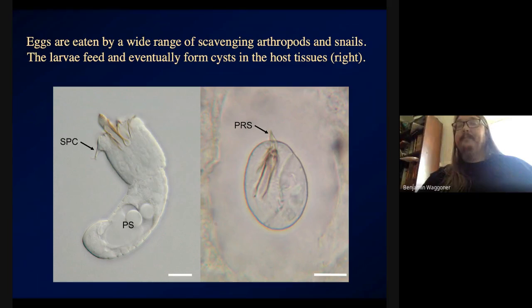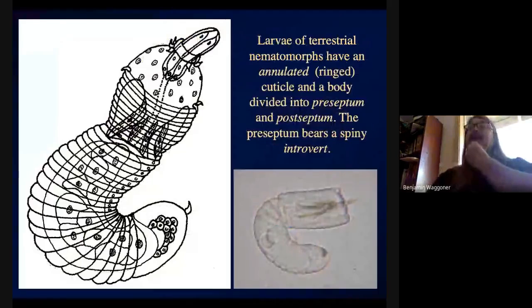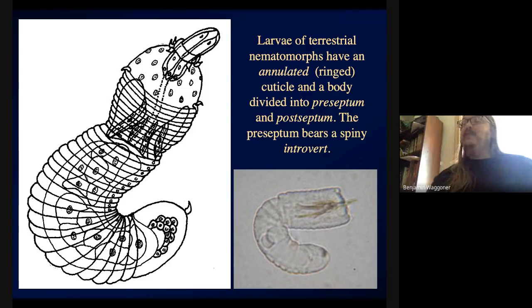There's a diagram of one of these larvae. They've got a ringed cuticle. It's said to be annulated. Looks a little like the Michelin Man. And a body divided into a preseptum and postseptum, and the preseptum has an introvert. The introvert's the little spiny thing that you can see sticking out at the right in the photo of a larva at the lower right.